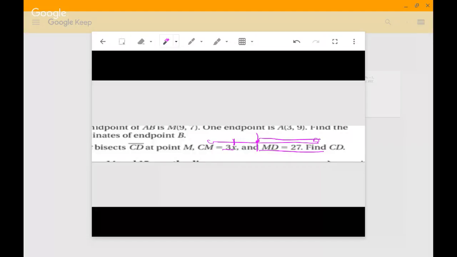Does that make sense? Yeah. Okay. If it had a different measurement over here, rather than a whole number like 27, if it had 3x on this side and then 4x plus 2 over here, you could set those equal, solve for x, then plug back in and see how big that segment is. Okay. Okay, thank you.